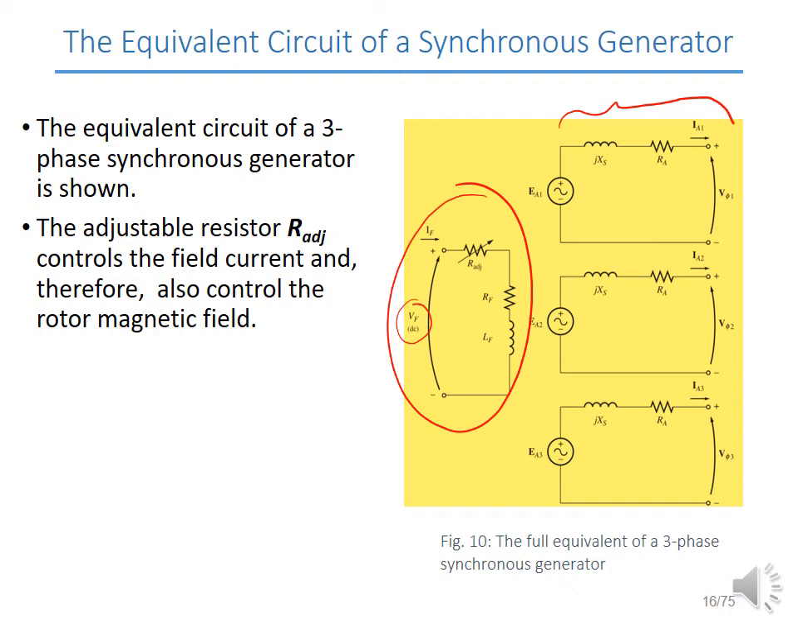On the right-hand side, for each phase of the armature circuit, we have what we had on the previous slide. This shows that V_phi equals EA minus jXSIA minus RAIA.